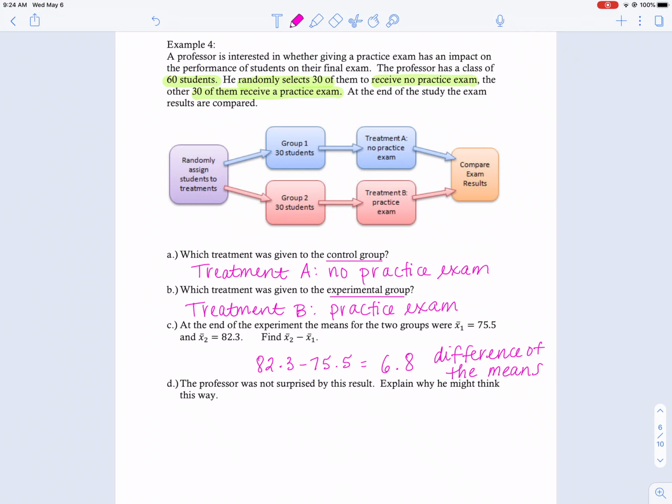Okay, so the professor was not surprised by these results. Explain why he might think this way. So what are we expecting? Why is he not surprised? Which group had the higher mean, right? Group B, or group 2, had the higher mean. As a teacher, I would expect the practice exam group to score better on an exam, producing a more positive difference. It is expected that the practice exam should help the students score better on the exam.